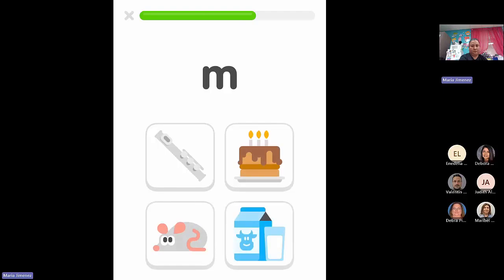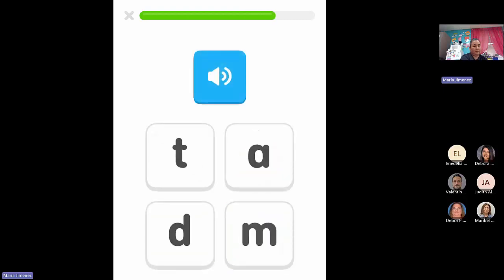Which of these things starts with M? Flute starts with... Try again. Milk. Mouse. Which of these letters says M? I'll just get it correct here.